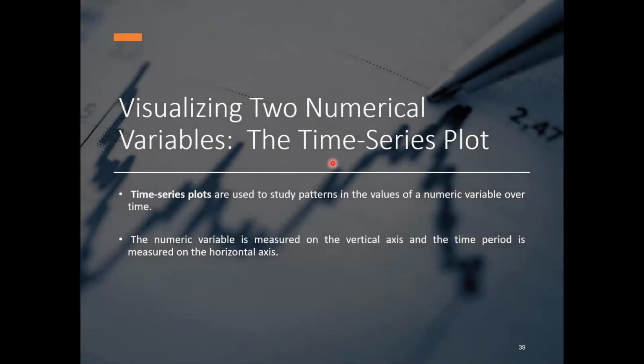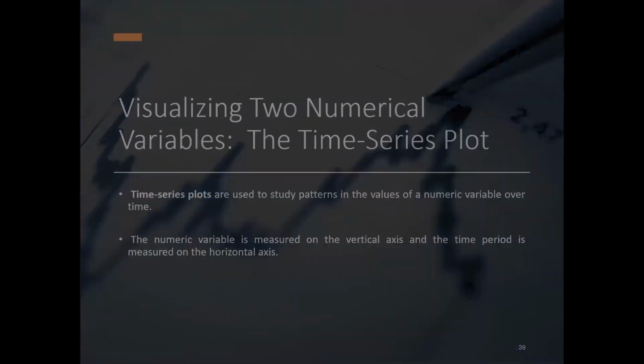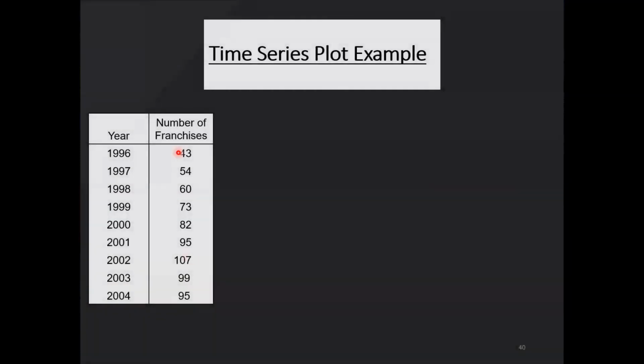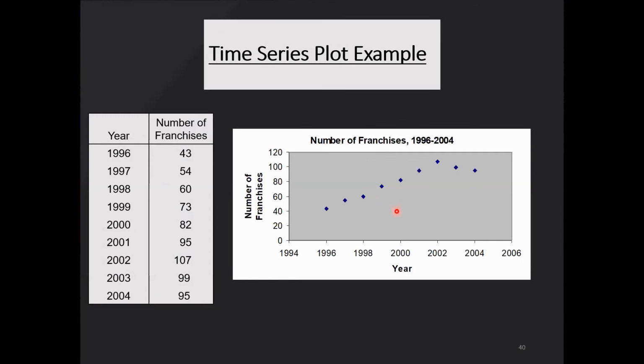Then you have something called a time series plot. Time series plots are used to study patterns in the values of a numerical variable over time. So, if you take this example, your horizontal axis would be your time in years, and your vertical axis would be your other numerical variable, which is number of franchises. And accordingly, you plot the data points.